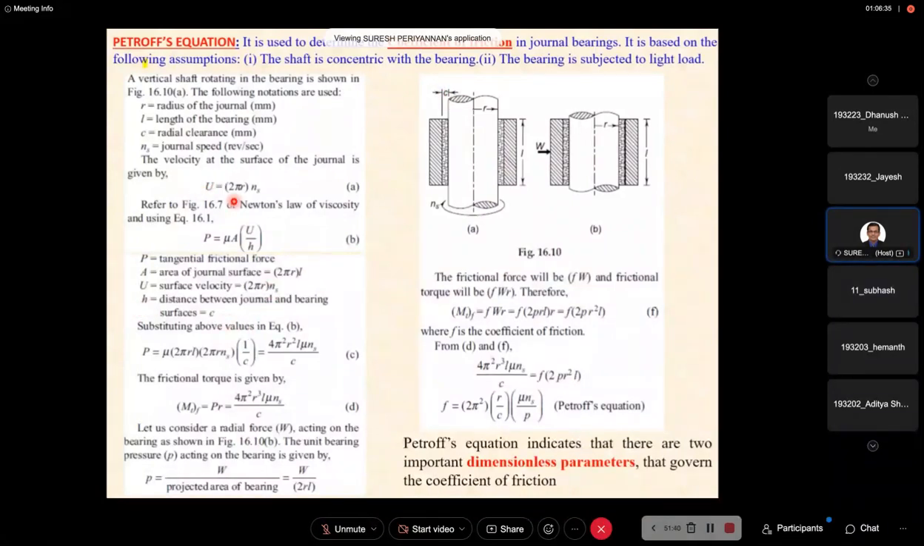Again, substitute this U value and h value here. Finally, that tangential frictional force is going to come to this relation. Substitute h in terms of c, and U in terms of 2 pi r Ns, and A is nothing but 2 pi rl. Substitute here. Finally, we are going to get this formula. This is our tangential frictional force: 4 pi r squared into L into mu Ns by c, based on the Newton's law of viscosity concept. The tangential force is now defined.